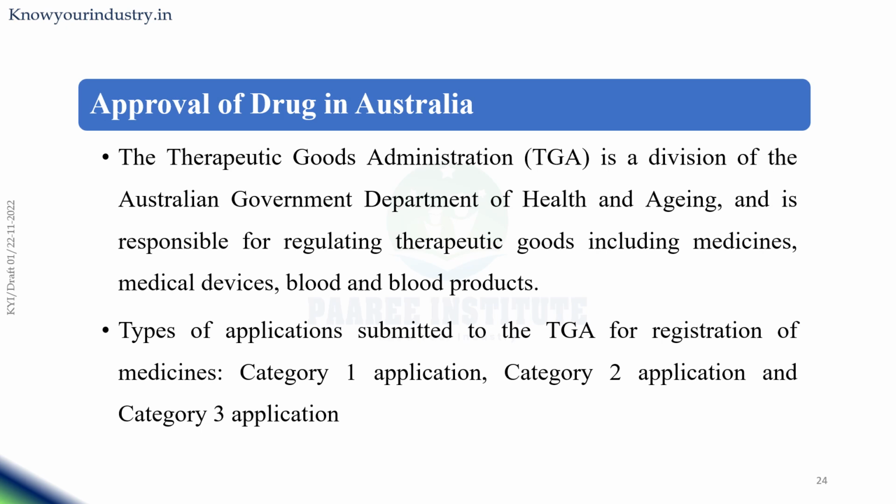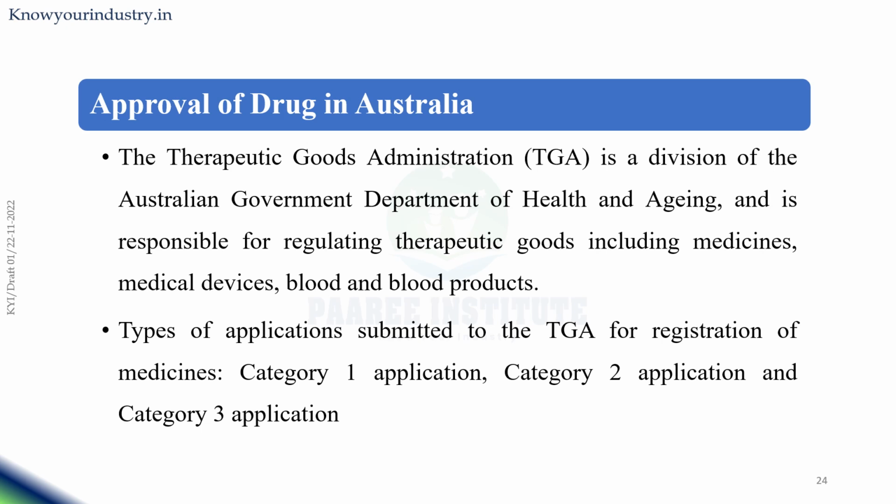Now let's see about the procedure in Australia. The Therapeutic Goods Administration, that is TGA, is a division of the Australian Government Department of Health and Ageing and is responsible for regulating therapeutic goods including medicines, medical devices, blood and blood products. Therapeutic goods are evaluated by TGA before they are marketed. Monitoring of the product once they are in the market is also done by TGA.